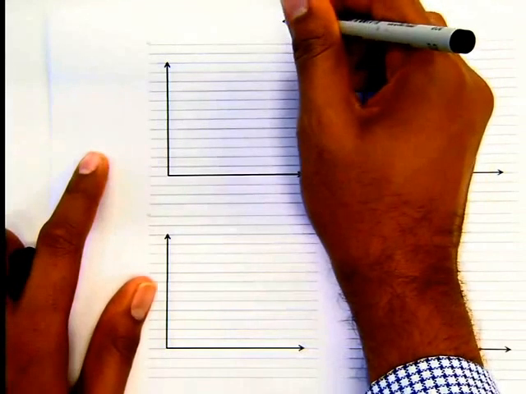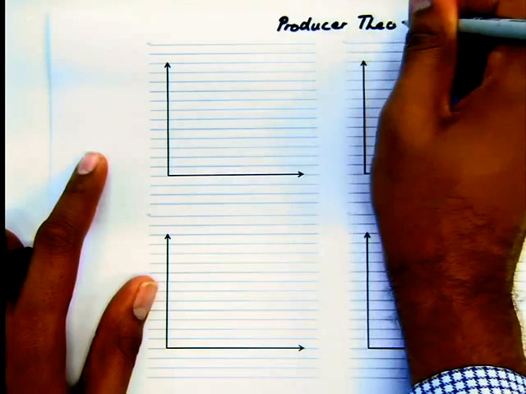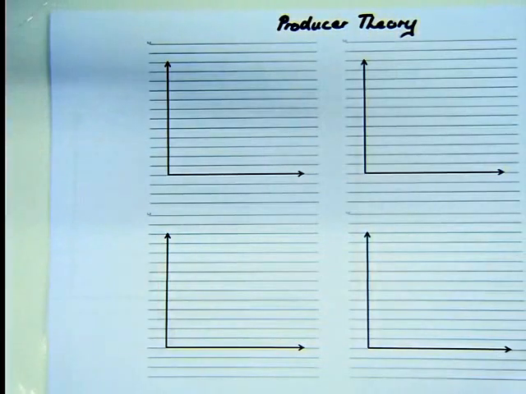On to producer theory, producer or firms. We discussed that a firm has a time constraint, something called the short run and the long run. What is the definition of the short run? The short run is the firm has not got enough time to change all of its resources.